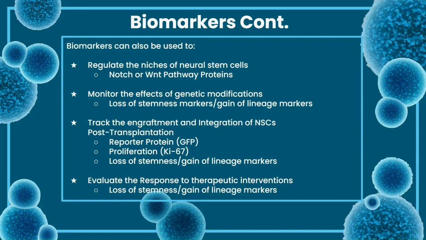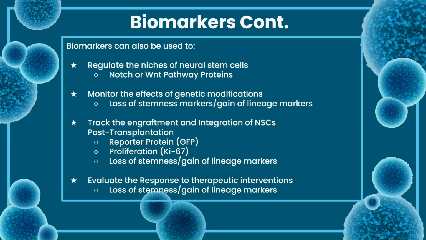There are also biomarkers that allow us to track the engraftment and integration of neural stem cells post-transplantation. Typically, if you have a neural stem cell transplant, which I'm sure we'll talk about later in the presentation, in order to track those cells, the transplanted cells can be tagged with GFP, a reporter protein. GFP stands for green fluorescent protein, and that allows us to see the original stem cells. GFP fluoresces and emits green.